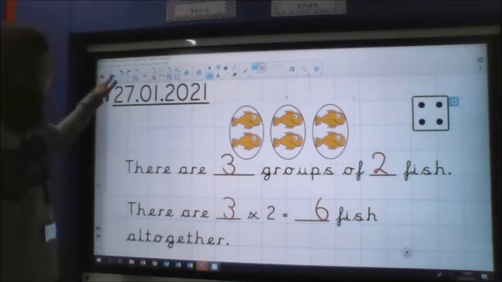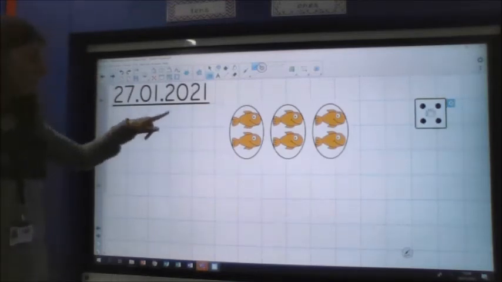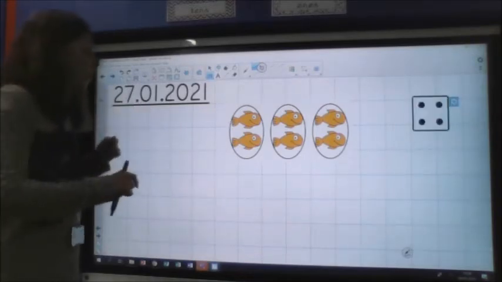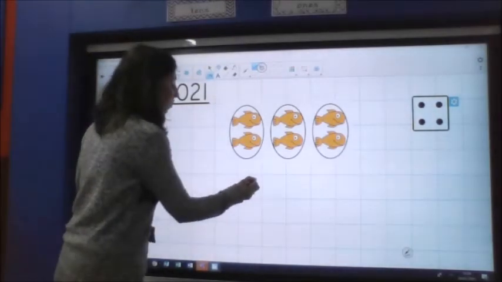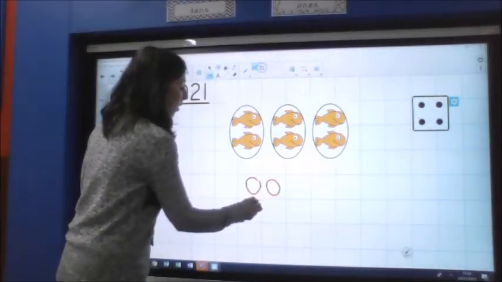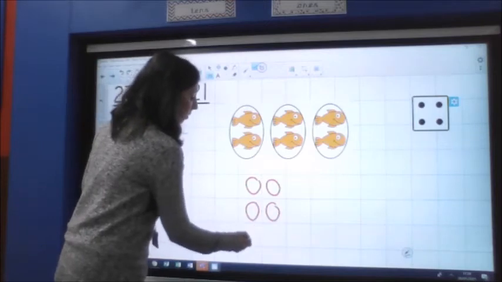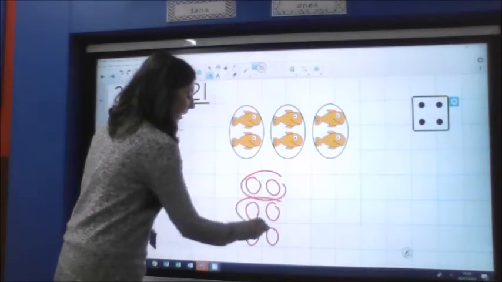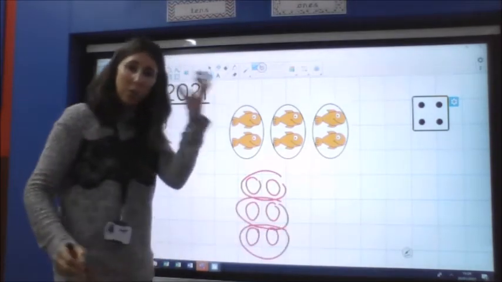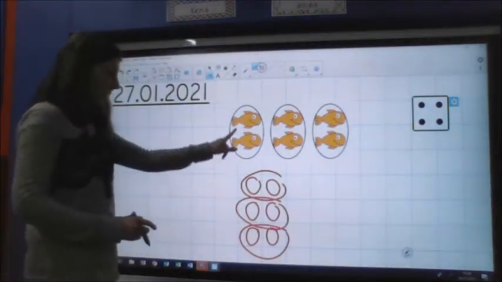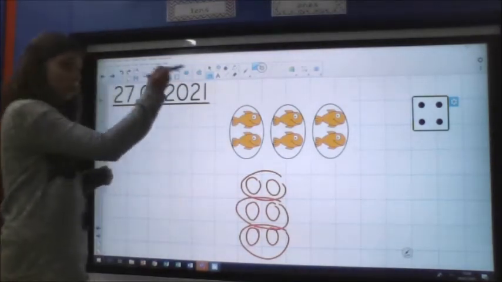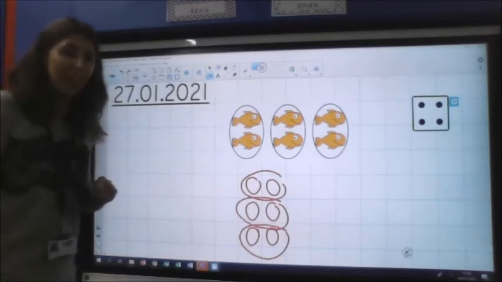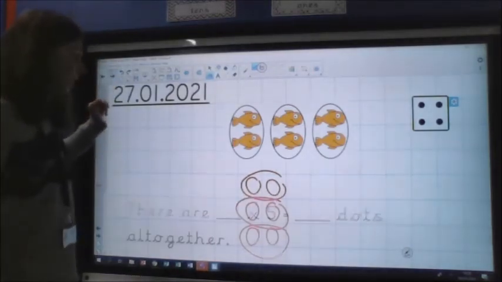3 times 2 equals 6 fish altogether. Okay, 6 fish altogether. And we could have also represented that, as well as grouping it in the circles, by using our array. We could have done it that way to show that we'd grouped them like that. Okay, so it depends how you see it best. You could do it in groups like that, or you could draw yourself 3 circles and sort the numbers into them equally. Okay, let's have a look at another one then.